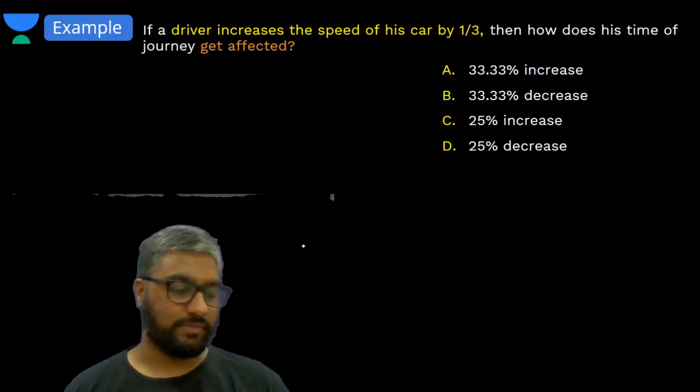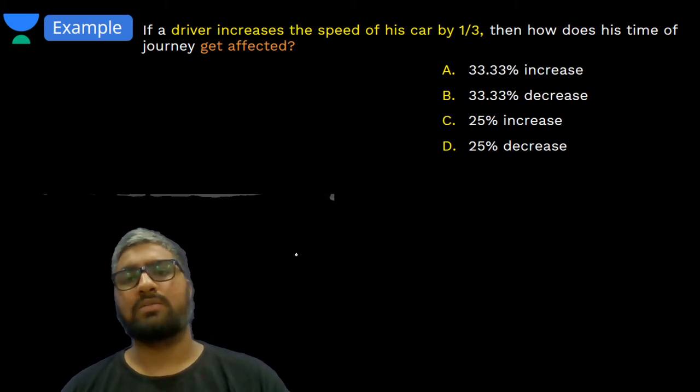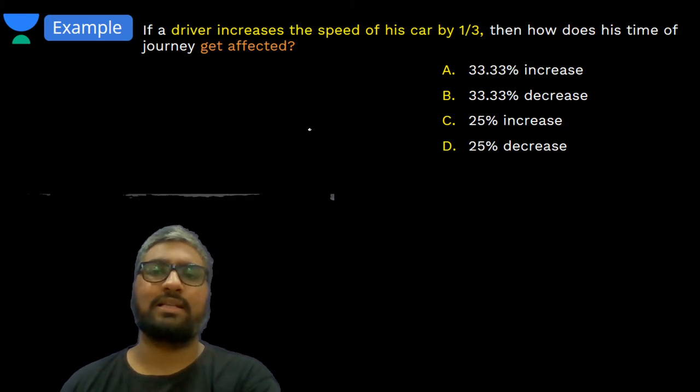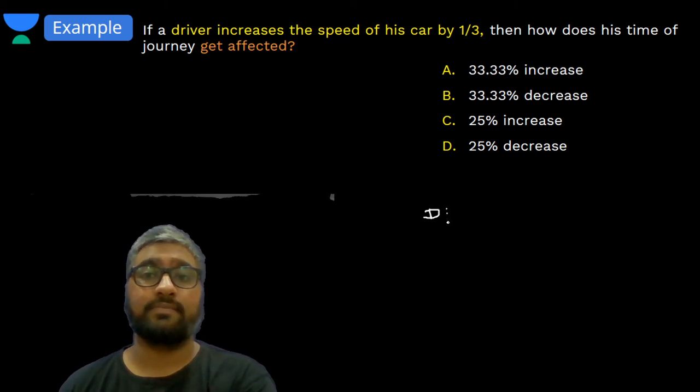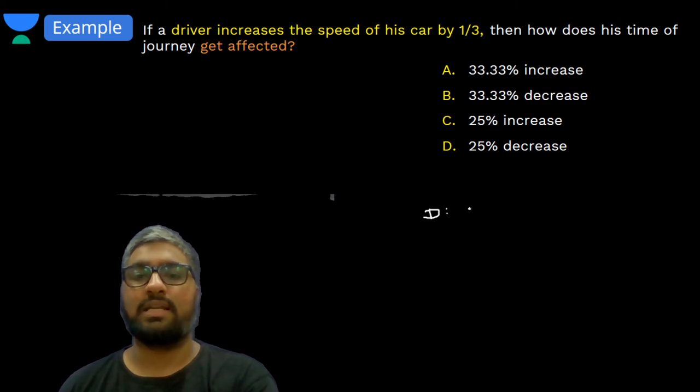So a few answers. Some say B, some say A, some say D. Okay, all right. Now, what is the one thing that we know for sure? In this case, it's understood that the distance is kept constant, because the distance would not change here. They're saying the speed.